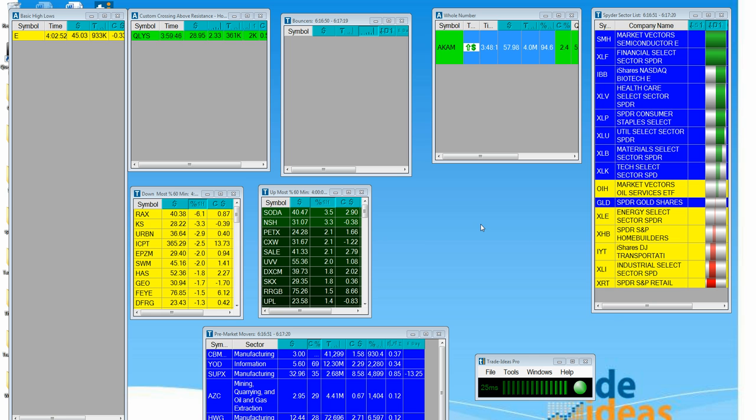Now, I am involved in training and support for Trade Ideas, but first and foremost, I am a day trader, and I use the program in order to create the strategies that help me to day trade. What I'm going to do today is show you a couple of the strategies that I am using right now. One is called the bouncers, and the other is called the custom crossing above resistance. And I'm also going to go over an add-on tool called the Oddsmaker, which allows me to actually use this second strategy.